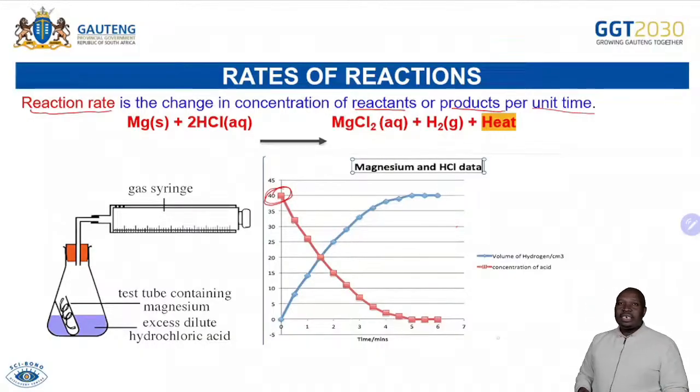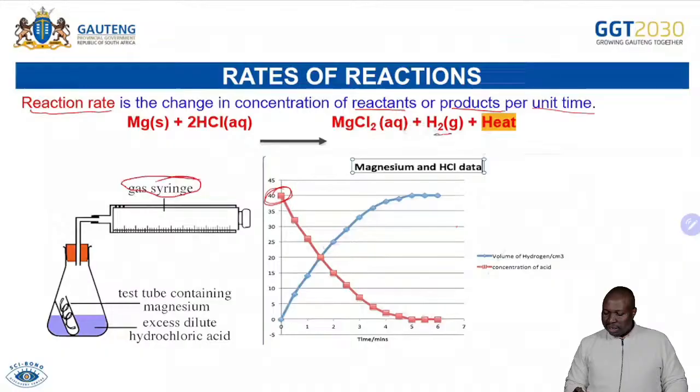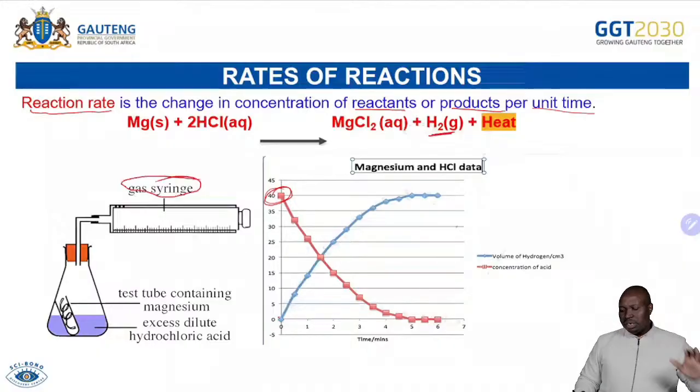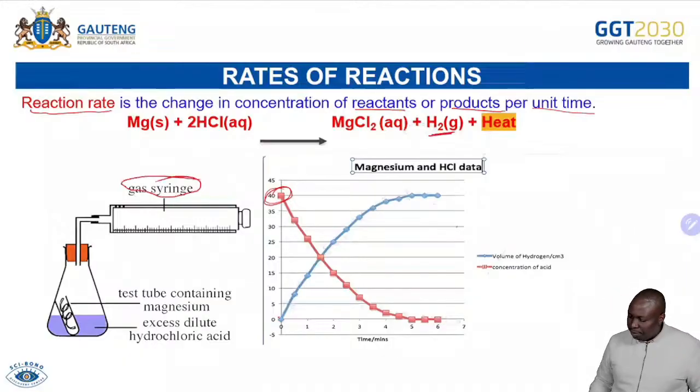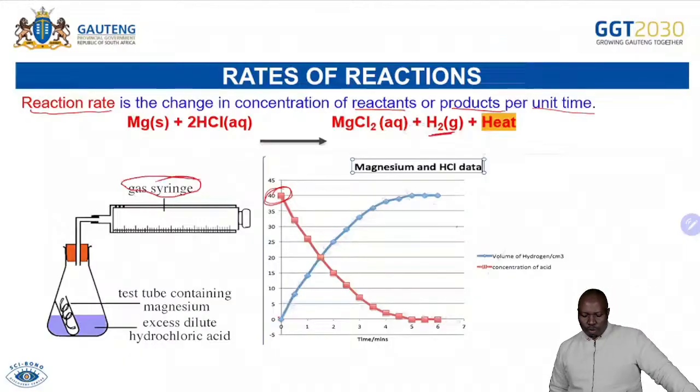And how do we collect our volume of gas? We're using the gas syringe. Hence, if this is the graph of the volume of gas, which in this case is H2, a product, it will start from 0 and it increases until the curve flattens. We're saying the reaction has reached completion or the reaction has stopped. So have that in your mind.